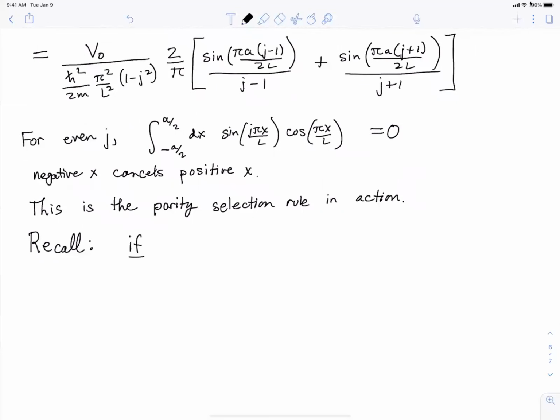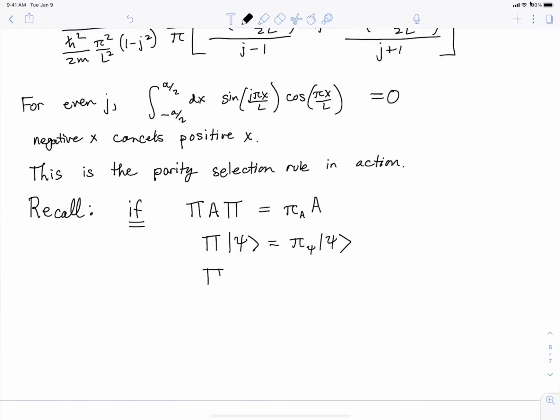Let's say, so there's a big if here. Let's say the following things are all true: that the parity operator acting on another operator A times the parity operator again is some number pi sub A times the operator A. And let's say that the parity operator acting on a state psi is some eigenvalue acting on that same state. And let's say on another state, we'll call it phi, phi is also an eigenstate of the parity operator. So one thing we learned when we studied the parity operator is for that to be true, those eigenvalues, little pi, have to be plus or minus 1.